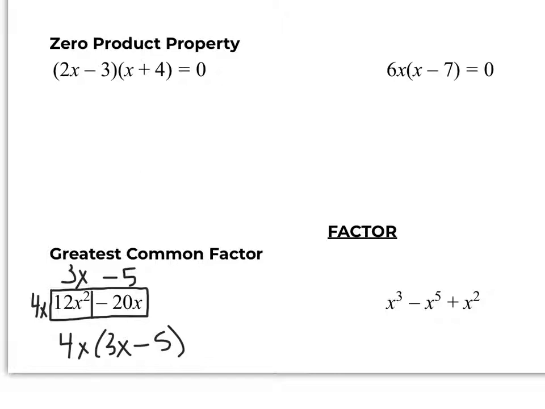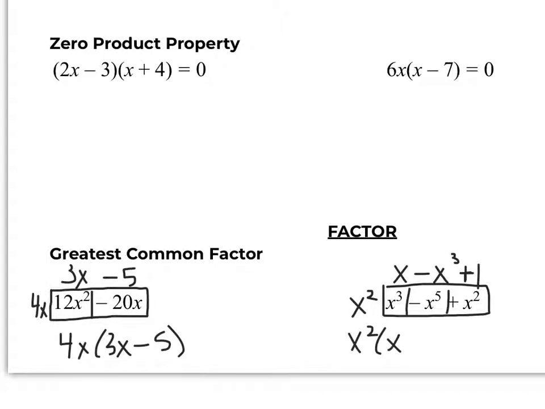One that gave us some trouble was this one on the right, because I have all these x's. So I know x goes into all of it, and then I take out the lowest exponent, which would be 2. And we say what times x squared is x cubed? X minus what times x squared is x to the 5th? X cubed. And what times x squared is x squared? 1. So x squared times x minus x cubed plus 1.